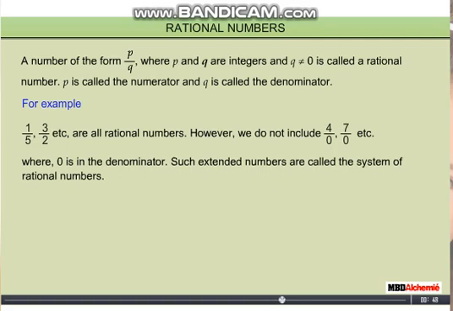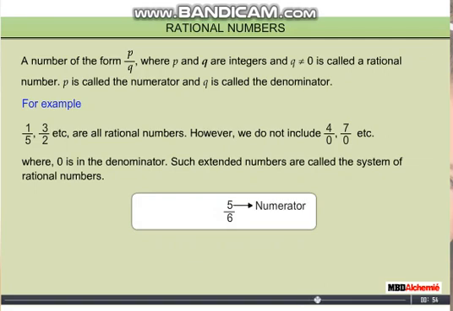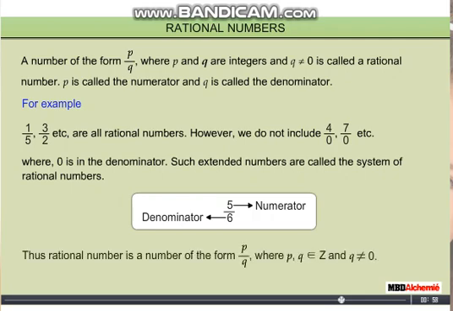As another example, 5 upon 6 is a rational number, in which 5 is the numerator and 6 is the denominator. Thus, a rational number is a number of the form p upon q, where p and q are integers, and q is not equal to 0.